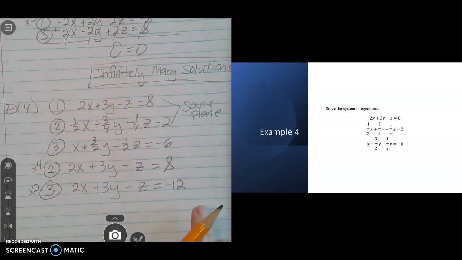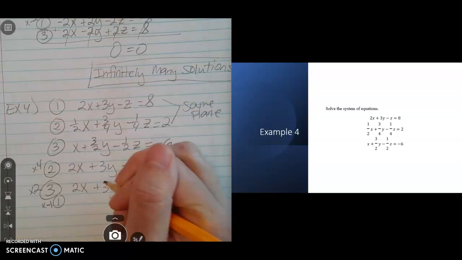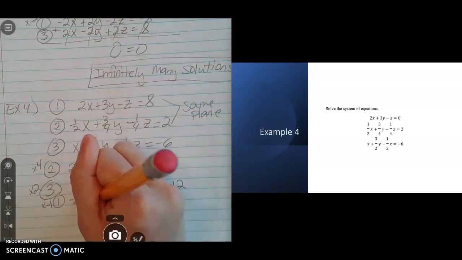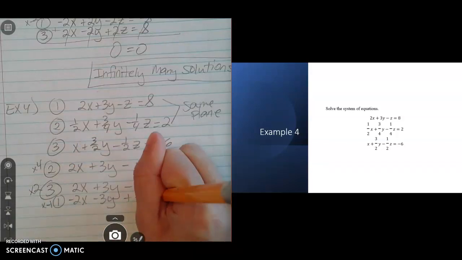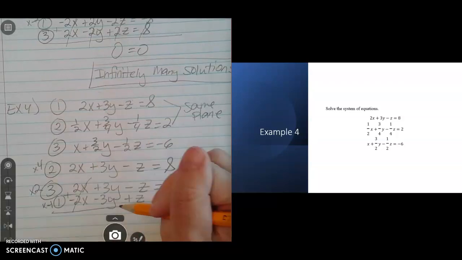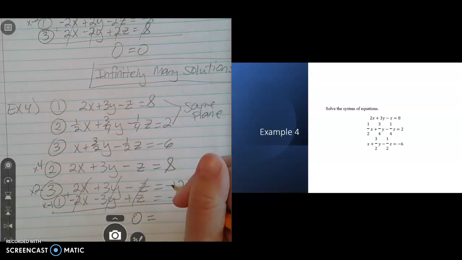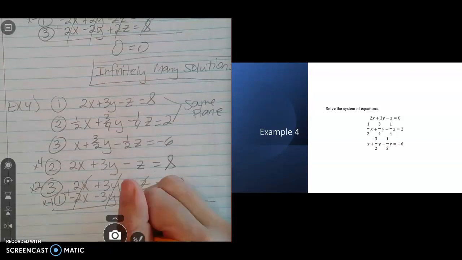But if you don't, what you also could do is use that elimination step. And I'll take plane 1. I'm just going to multiply it by -1 so that they're opposite signs. That'll be a -2x, a -3y, positive 1z, and a -8. And if I add those two equations together, the x's, y's, and z's all cancel out, so we have a 0 on the left side. -12 plus -8 is -20. That's a false statement. That's no solution.